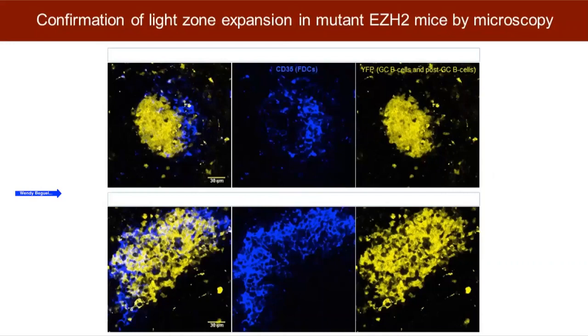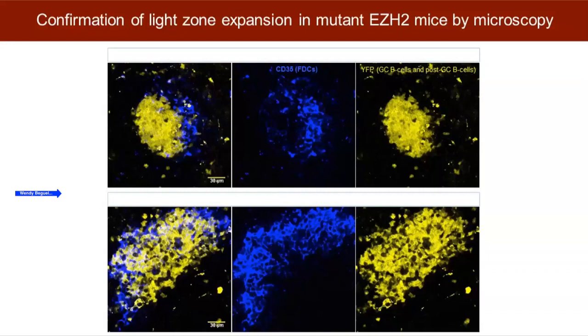This is how germinal centers of YFP reporter mice look under the microscope. The pictures on the top are wild-type EZH2 and on the bottom mutant EZH2. We stained the follicular dendritic cells with anti-CD35 antibody in blue to highlight the light zone. And you can clearly see the expansion of the follicular dendritic cell network in the mutant EZH2 germinal center.